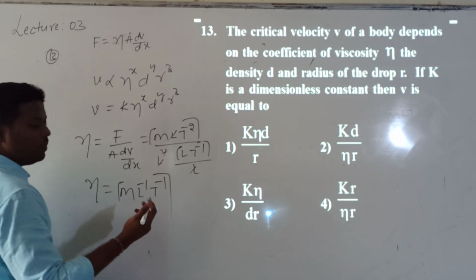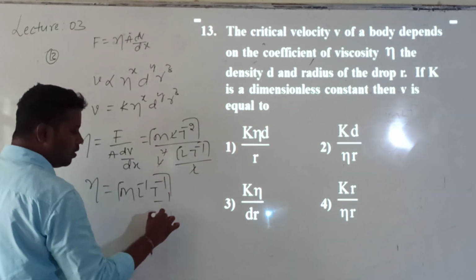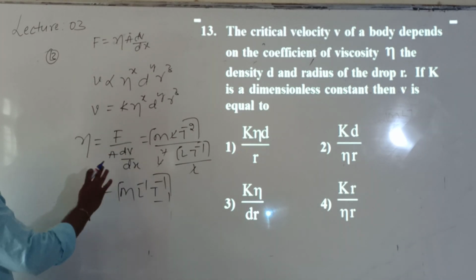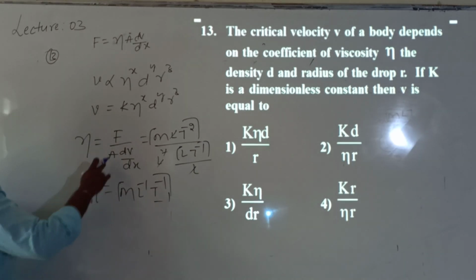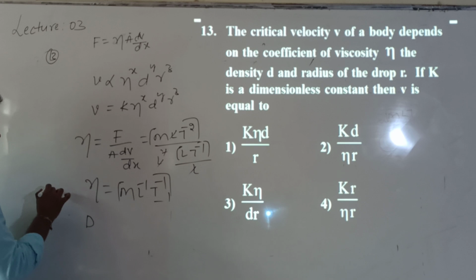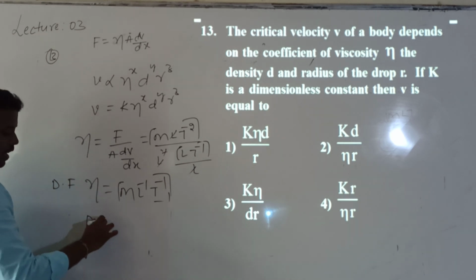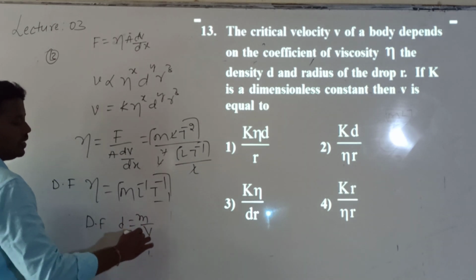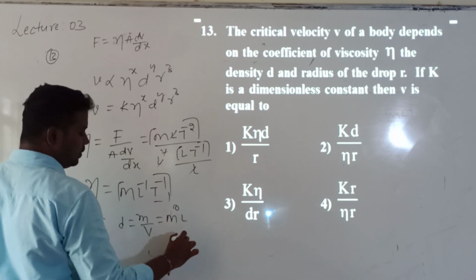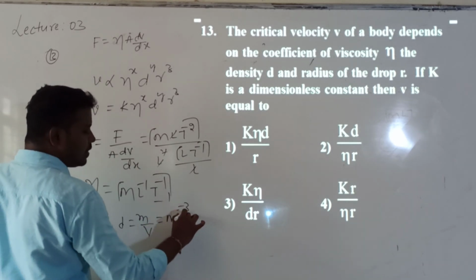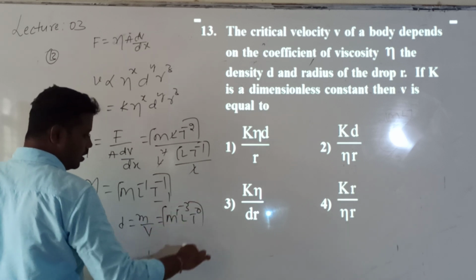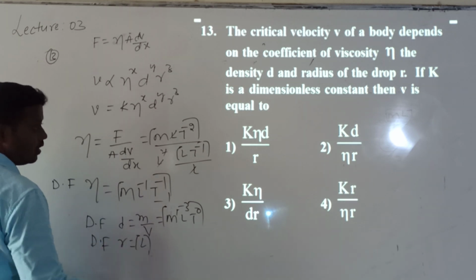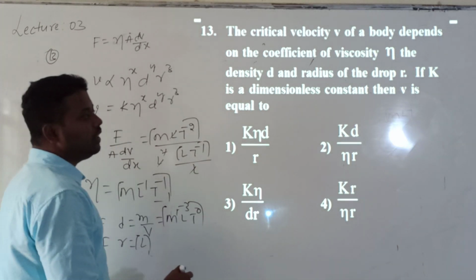We cannot remember all dimensional formulas, and there is no need to learn them by heart. Whenever you want, you can derive them. Now I got eta, so this is the dimensional formula of the coefficient of viscosity. Density is equal to mass by volume, which is M L^-3 T^0. And what is the dimensional formula of radius r? Directly L.